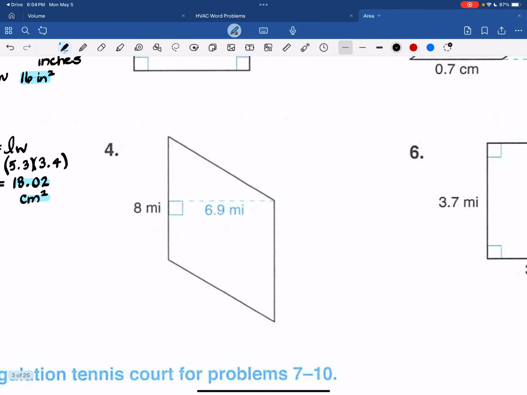Number 4, this is a parallelogram. It's a rectangle that's leaning. And we do have miles and miles. That's good. Area of a parallelogram is base times height. So the base is 8 and the height is 6.9. You are multiplying those two together. And again, it does not say to round, so I won't. And this is 55.2 square miles.